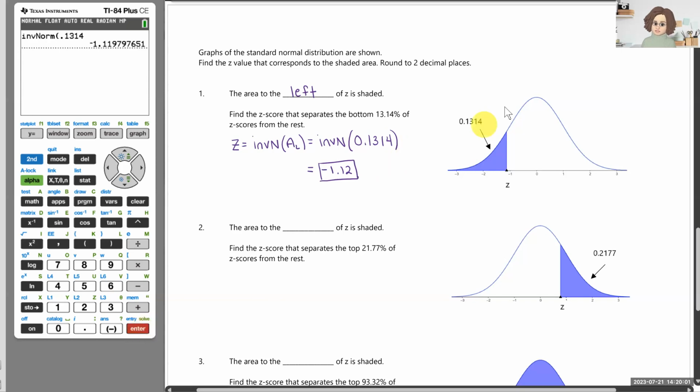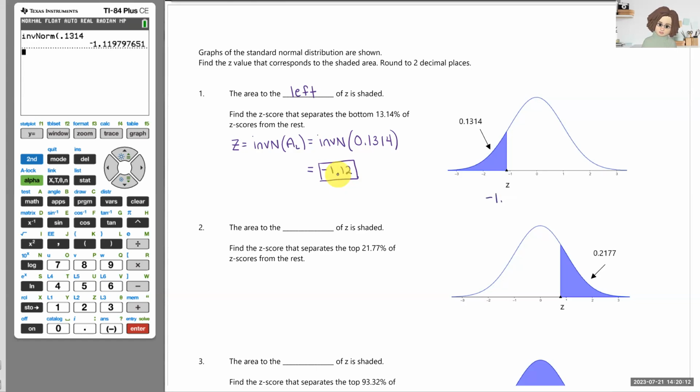Remember, with standard normal, 0 is in the center of the distribution, that's the mean, and that z-score is to the left of 0, so a negative answer makes sense. It's always important to give a quick check to see if your answers are reasonable.